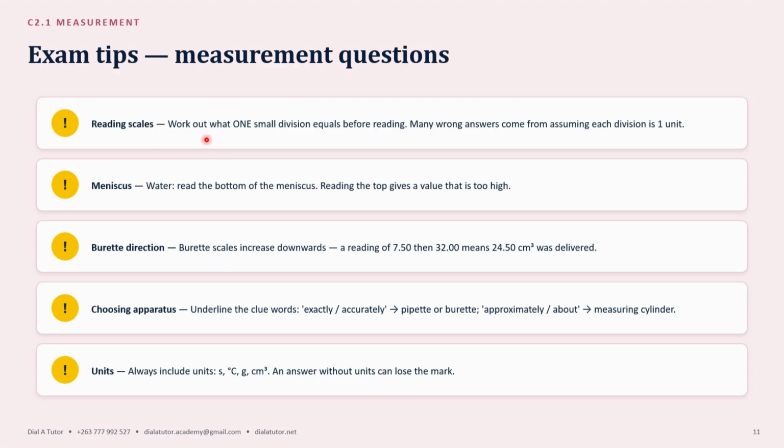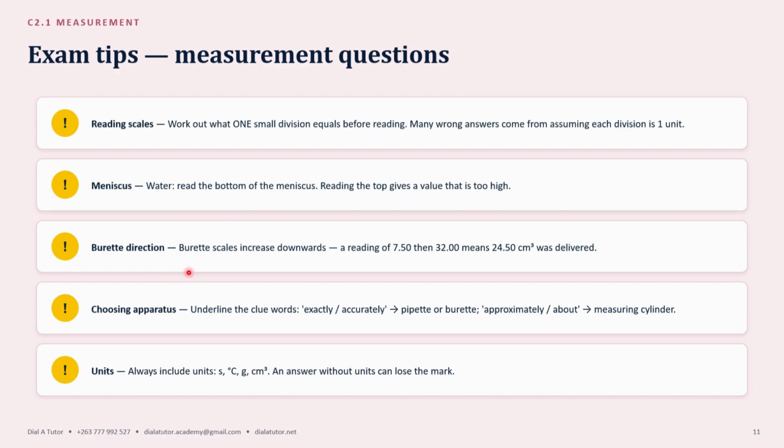Now, reading skills. Work out one small division before reading. That's so true. There could be something like between 0 and 1, there could be 5 lines. Therefore, each division represents 0.2. Meniscus: read at the bottom of the meniscus. Reading at the top gives a value that is too high.